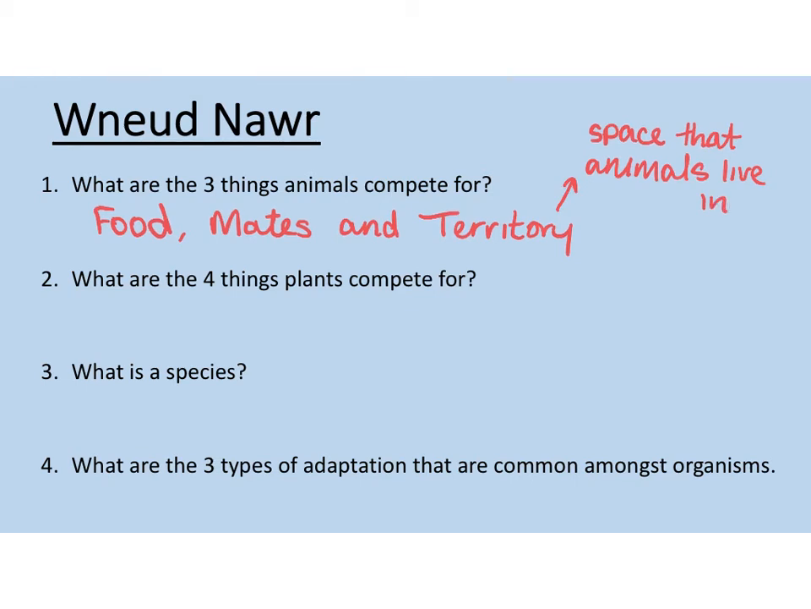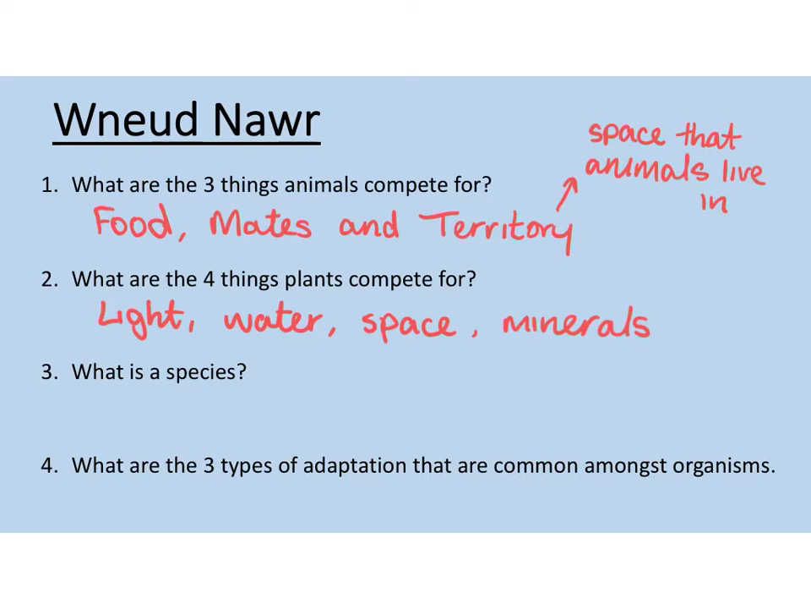Okay? Number 2, what are the 4 things plants compete for? So the answer is light, water, space, and minerals.